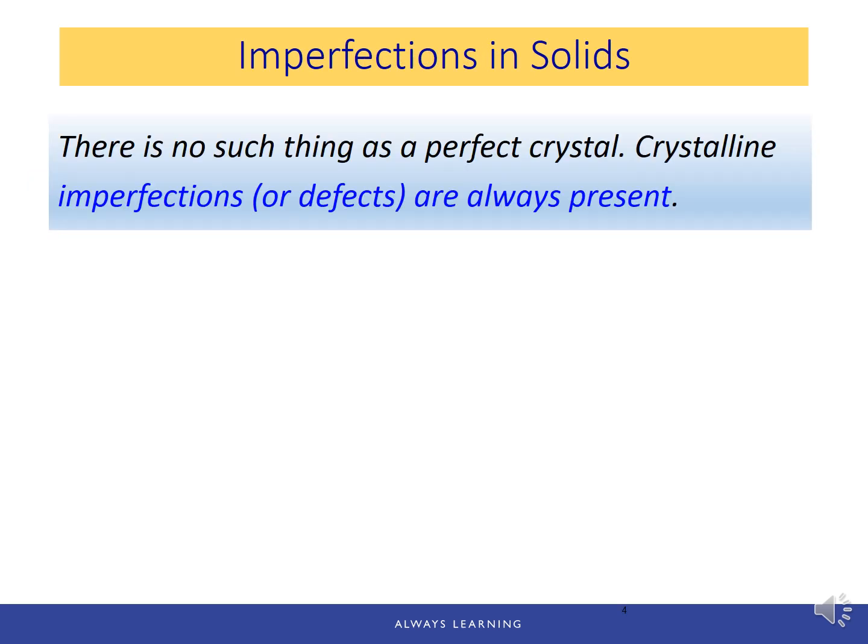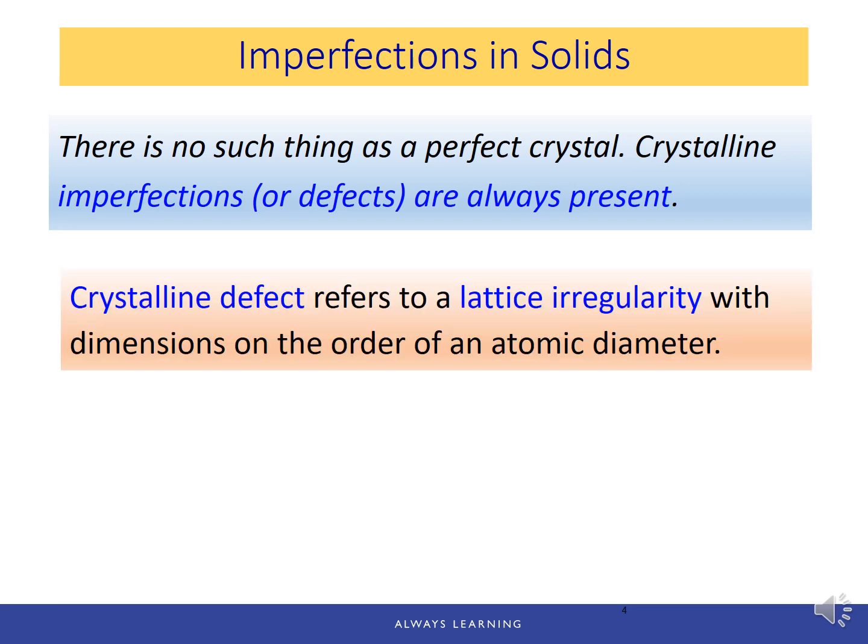So, there's really no such thing as a perfect crystal. Crystalline imperfections or defects are always present in materials. So, how do we define crystalline defects? Well, it refers to a lattice irregularity with dimensions on the order of an atomic diameter.